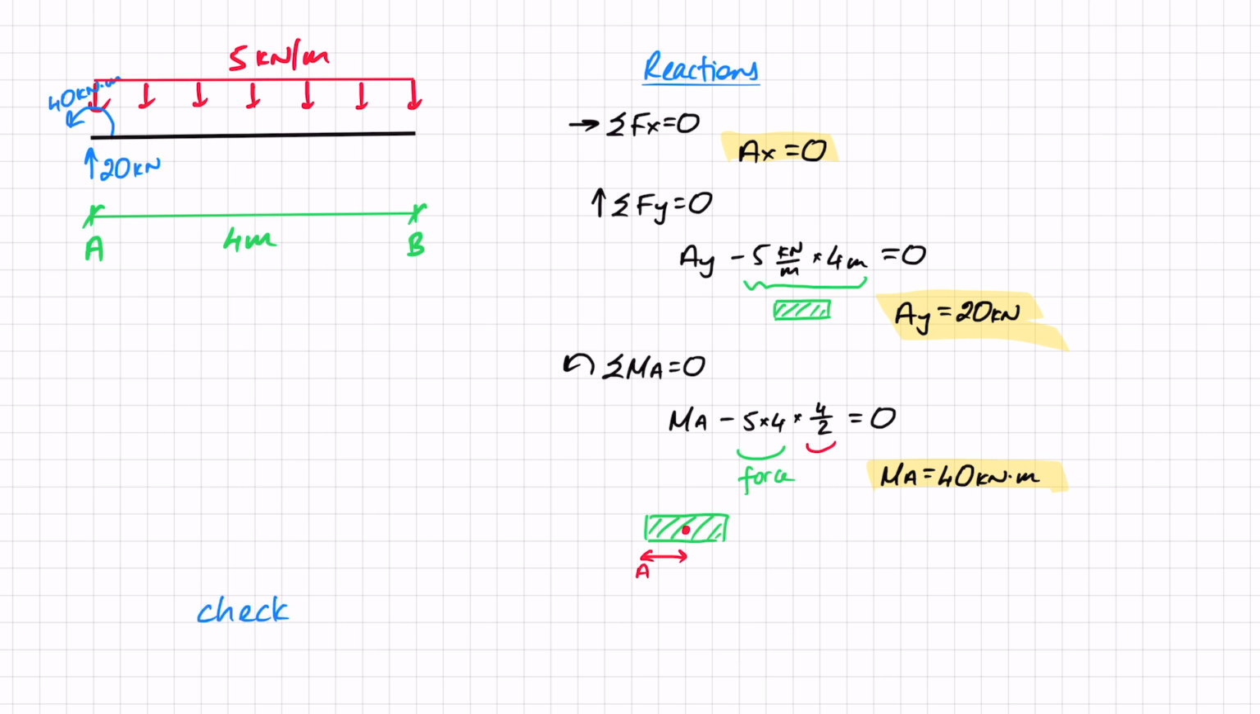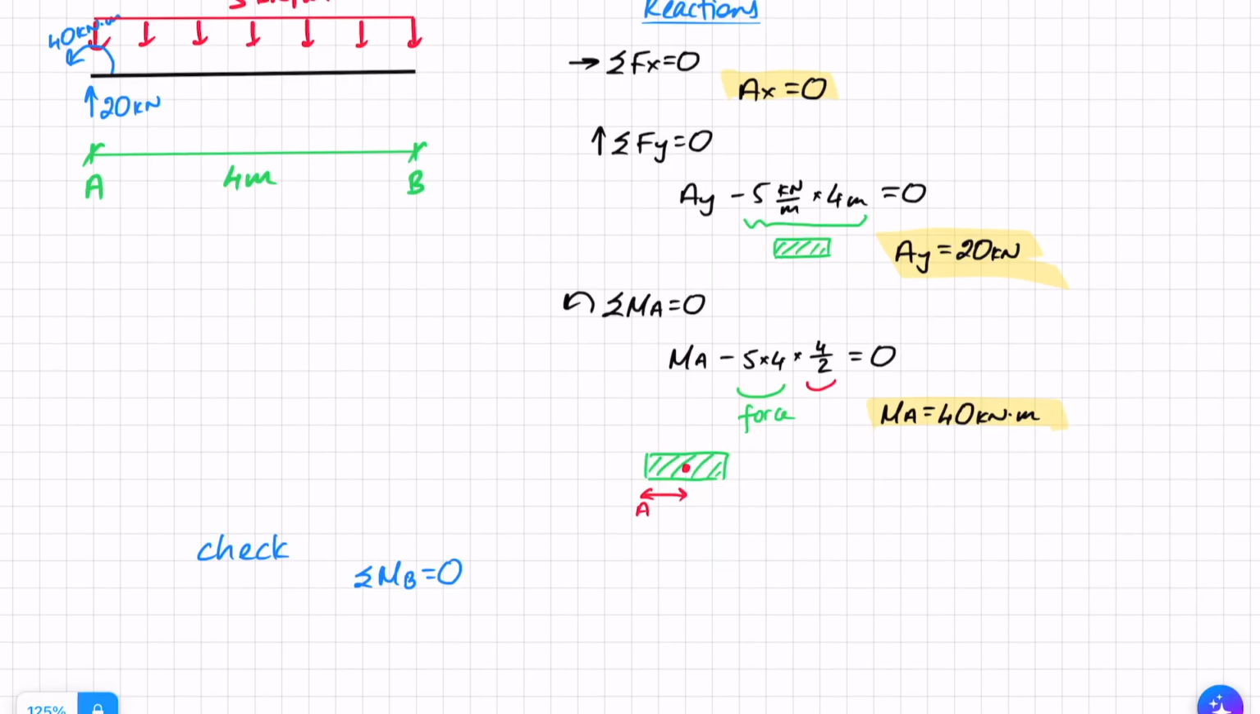Let's see how we check that the reaction is correct. To check, I can do any other equation of equilibrium. In this case, I'm going to check the moments at B and know that that needs to equal 0. If I do moments at B, I've got MA, the moment from the support. I've also got minus AY, that reaction force, times 4, the distance. And I've got a positive contribution from that UDL, so plus 5 times 4, that is the force, times 4 over 2, that is the distance, and that should equal 0.